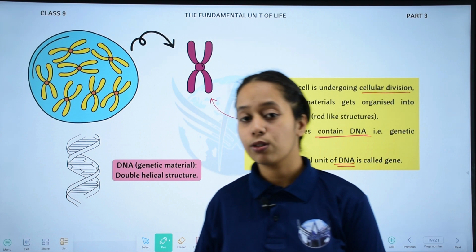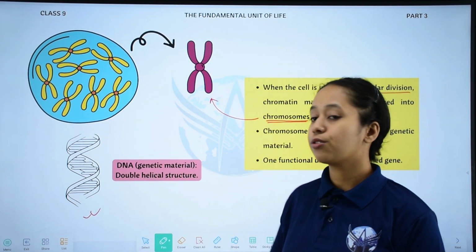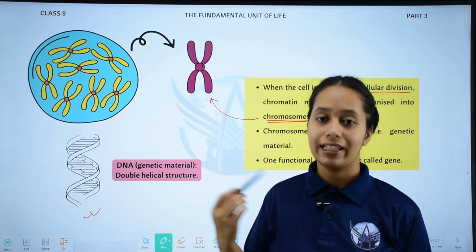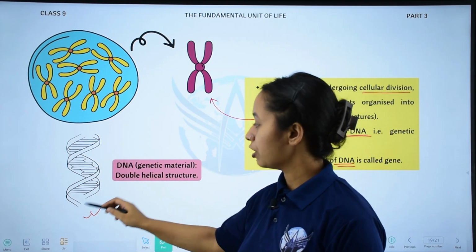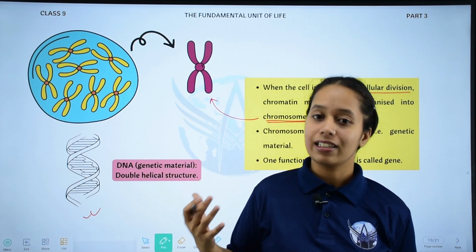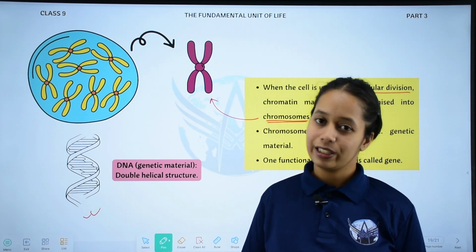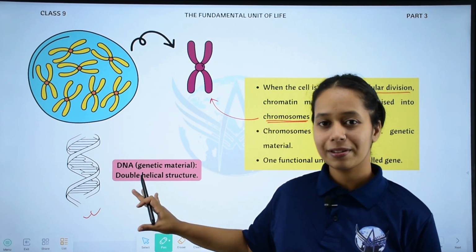How does a DNA look like? A DNA looks like this. It has a double helical structure. See this spiral structure, this is not just a spiral structure, it is called a double helical structure, and this is what a DNA looks like. Are you clear with this?